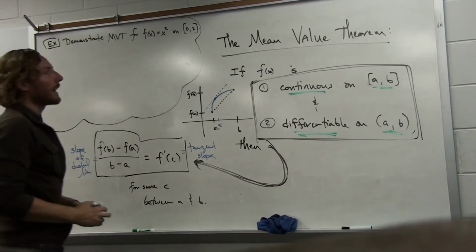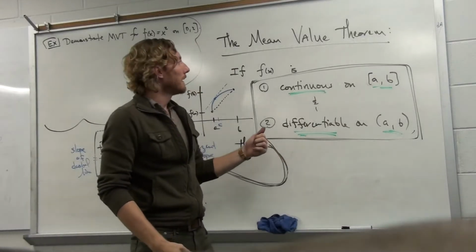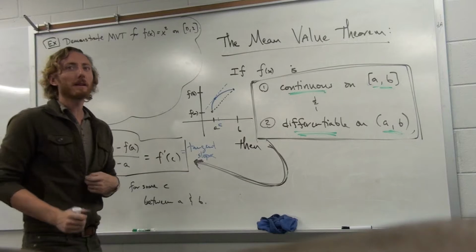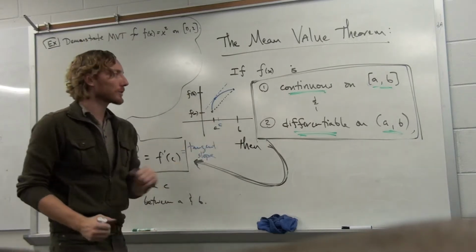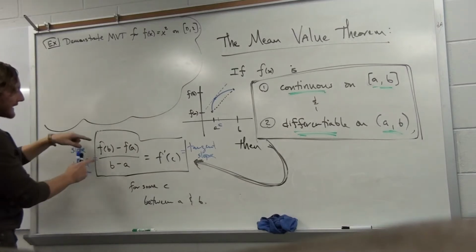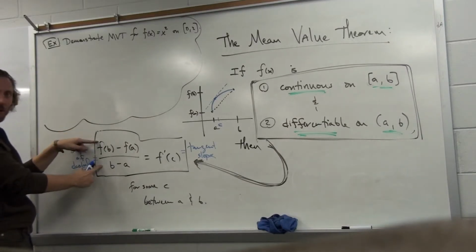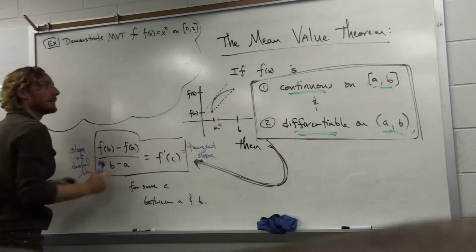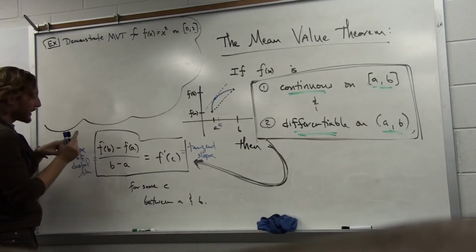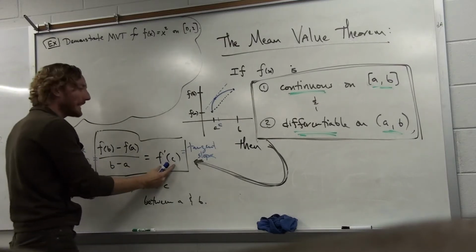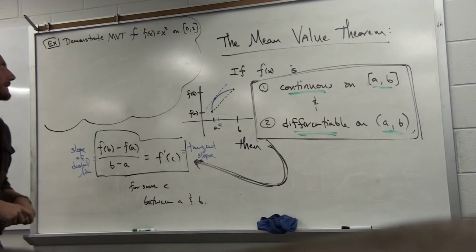Okay, so the mean value theorem. I give you a function that's continuous on the closed interval AB. I give you a function that is also differentiable on the open interval AB. As a result, take the slope of the line between the two endpoints, the dashed black line. The slope of the black dashed line, the slope of the line between the two endpoints, is going to be equal to the tangent slope at some point.